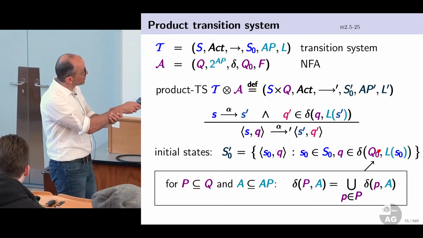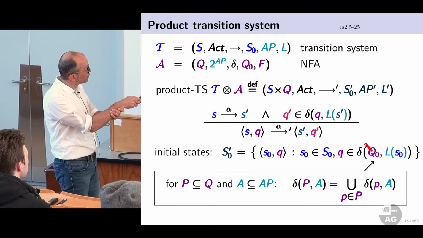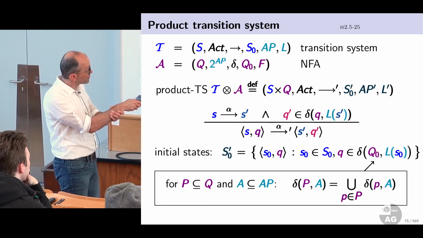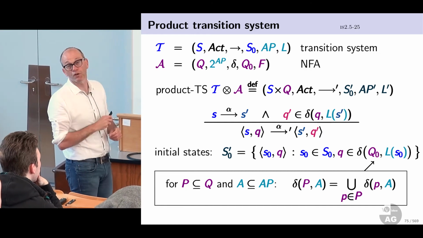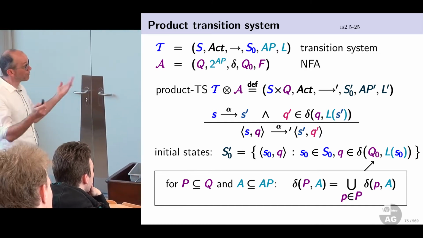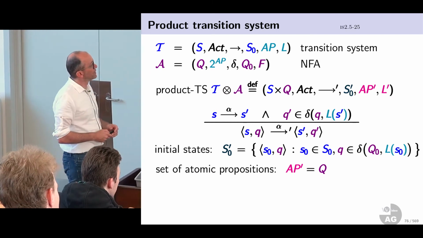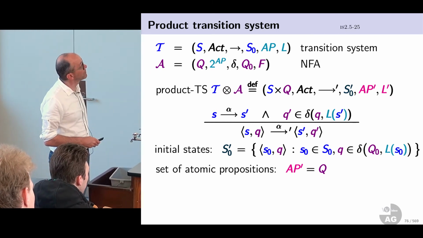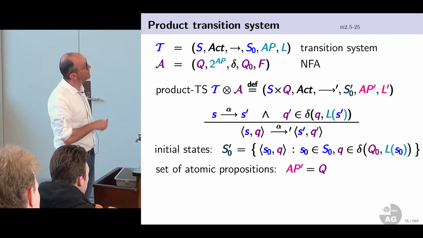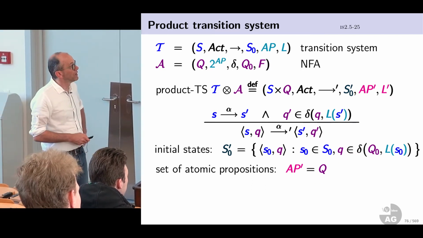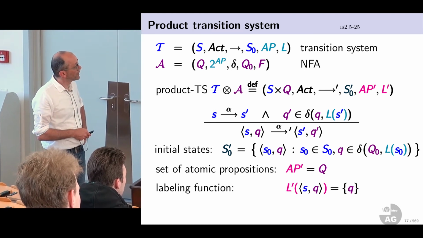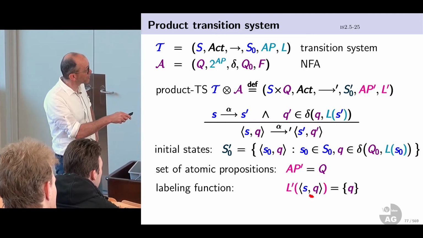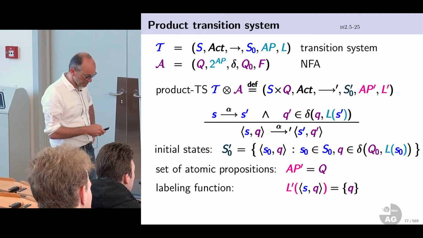What does this mean? This is a generalization of the notation delta Q, but this is just a generalization for a set. So this simply means if I have a set P here, it's the union over all states in capital P of the transitions of small p. So it's just a pointwise extension for a set. Set of atomic propositions, I'm going to label the states in my new transition system actually with the states of my automaton. I'm keeping track of which states I'm going to basically follow in my automaton. And that's the labeling. So if I have a composite state SQ, the label is just the singleton set Q.